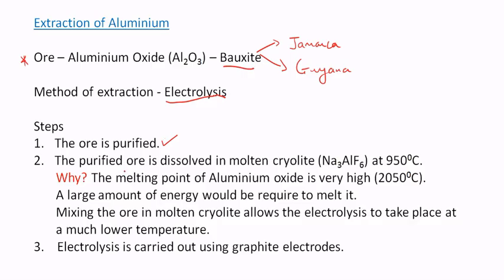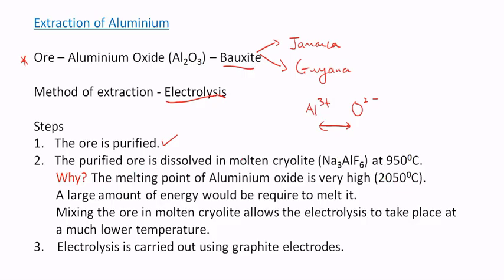Second step, the purified ore is dissolved in molten cryolite, and the formula for that is Na3AlF6. So it's dissolved in molten cryolite at 950 degrees Celsius. Now why do we do that? The melting point of aluminium oxide is very high, 2050 degrees Celsius, right? Why is it very high? Because aluminium oxide is an ionic compound, and you have Al3+ ions and O2- ions. So the bond or the electrostatic force that exists between the oppositely charged ions is very strong, and that is why it has a very high melting point.